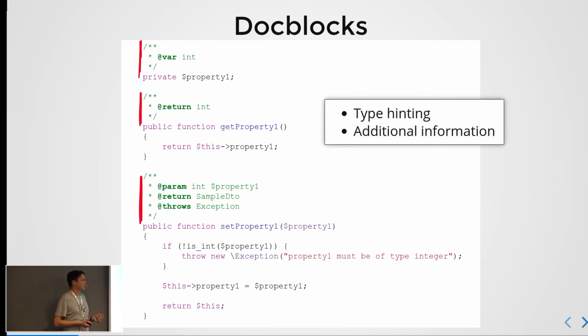As I said, we want to use type hinting. That's why we add the doc blocks. Or we can also add some additional information, like you see here, with the throws exception, for example. This is typical stuff which we could add. Or of course, we add information about the method, about our class there.